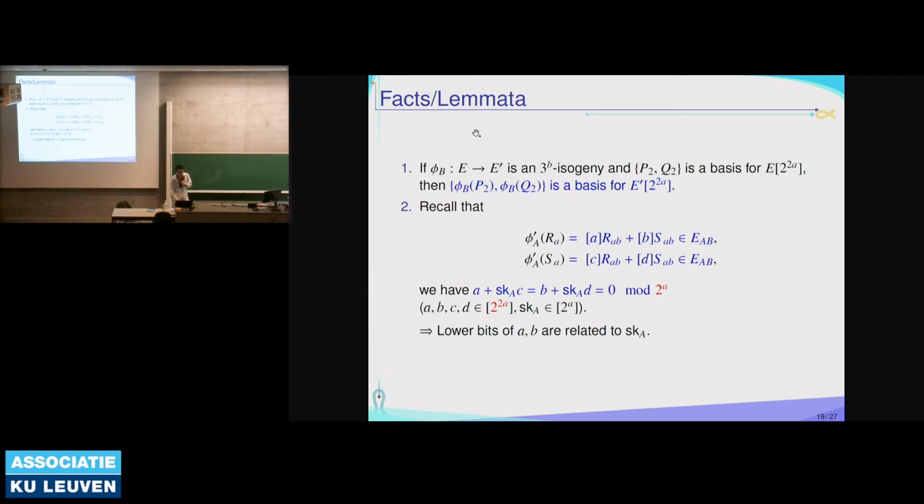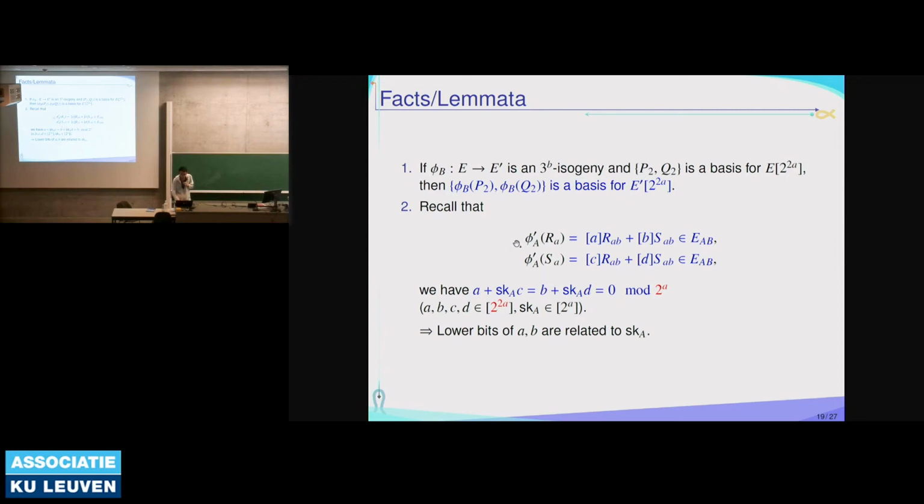And firstly, we have a few facts, or say lemmas. If phi B is a 3^B isogeny, then the evaluation of the 2^A torsion basis will still be a 2^A torsion basis on the new curve, because it will not kill any 2-torsion subgroup to the point at infinity.